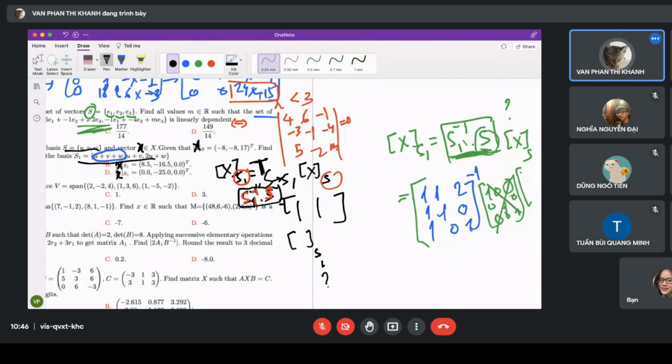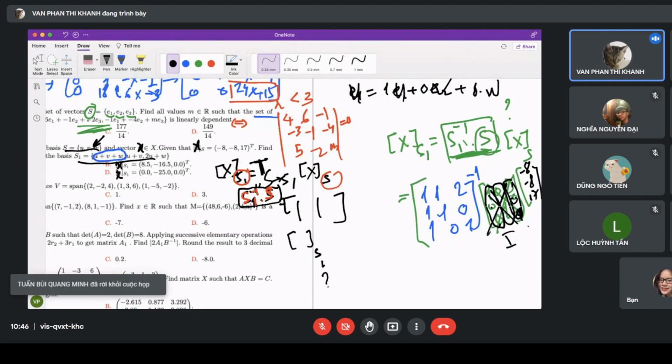Anyone has questions here? Do you understand why I have the identity matrix here? Yeah. Because U is 1 times U plus 0 times V plus 0 times W. So for the first column, we have 1, 0, 0, right? Second column, 0, 1, 0, and the third one, 0, 0, 1. And because we multiply by the identity matrix, nothing changes, so I can remove it.